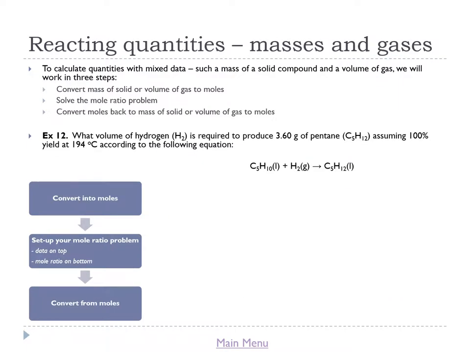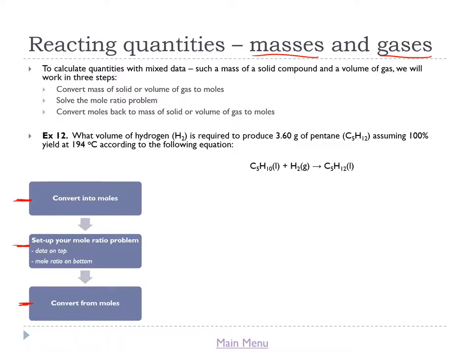So calculating reacting quantities in which one of the quantities is a mass of something and the other is a volume of gas. This is the first of the general types of problems we're going to get in this unit, where we have mixed quantities, and we're going to use the same general method for all of them. We're going to start off by converting something into a value in moles, then we're going to do a mole ratio problem, which will calculate another number of moles for us, and we'll convert that new number of moles back into some other quantity.